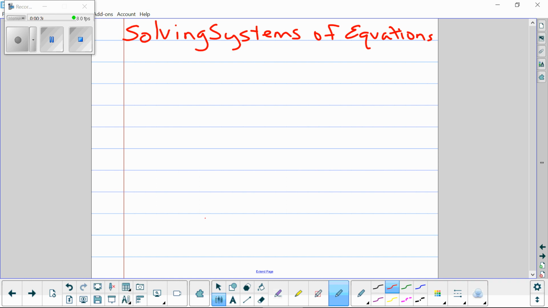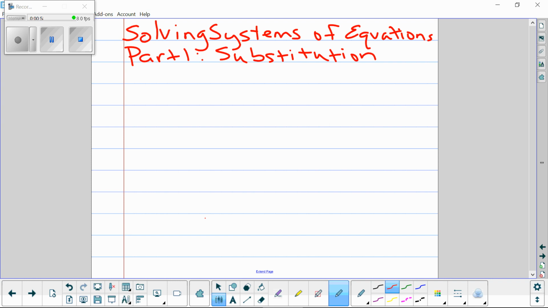And then there's basically two different methods. The one that we're going to talk about today is called substitution. So I'm going to call this part 1, substitution.